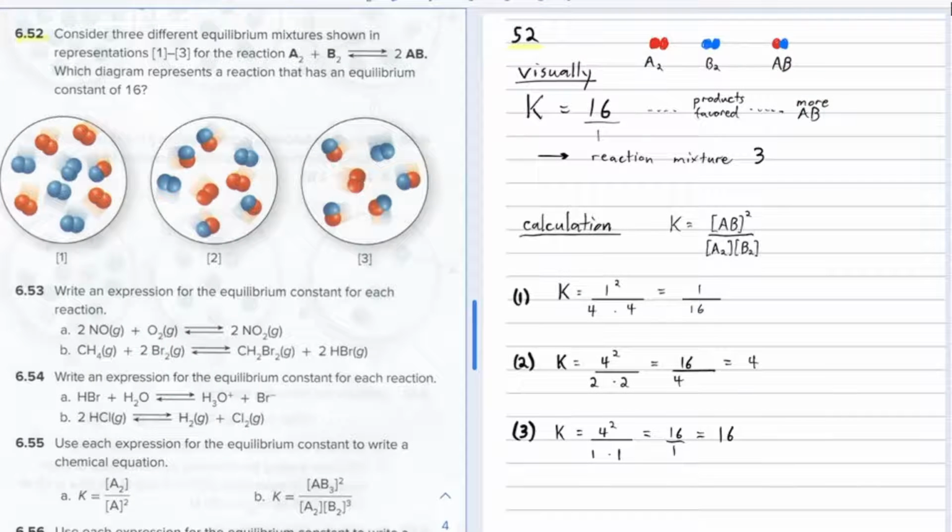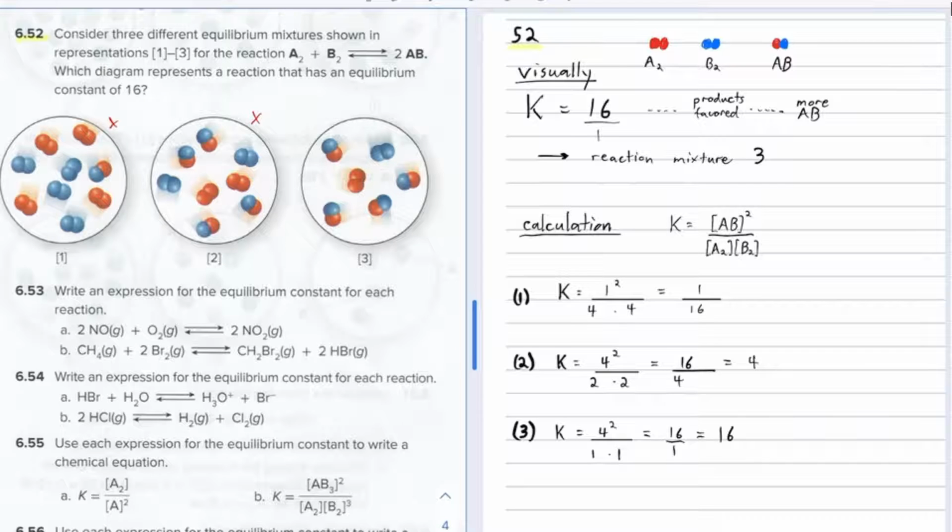And looking at reaction mixture 1 here, you only got one product molecule and you got lots of reactant molecules. So it's not this one right here. Let's put an X next to that one. Okay, what about number 2? Here you got 1, 2, 3, 4 product molecules. You got 1, 2, 3, 4 reactant molecules. So you got roughly equal amounts. I would say no, it's not this one either.